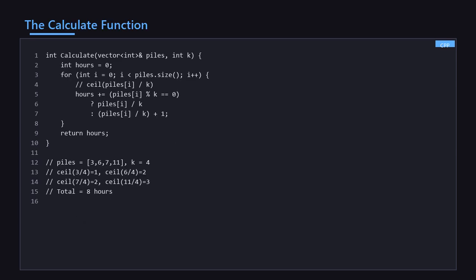Let's look at the code. First, the helper function. Calculate takes a speed K and returns the total hours needed. For each pile, we compute the ceiling division. If the pile divides evenly by K, it's pile over K. Otherwise, it's pile over K plus 1. We sum all of these and return. This is our checker function. Binary search will call this repeatedly with different speeds.